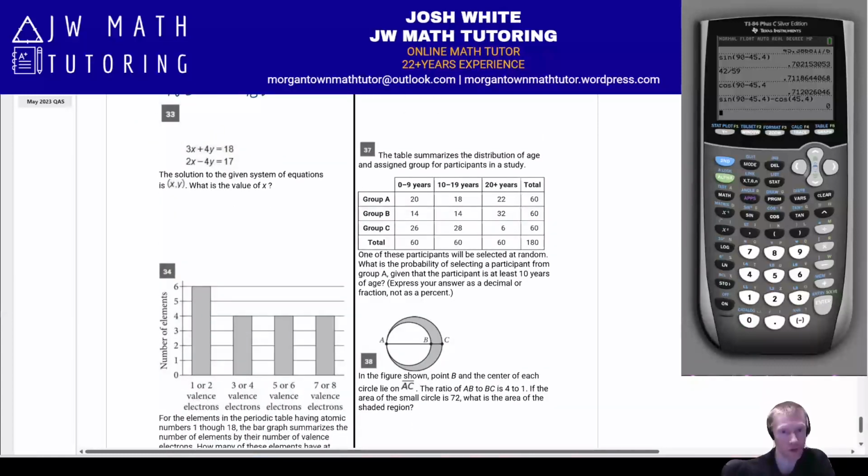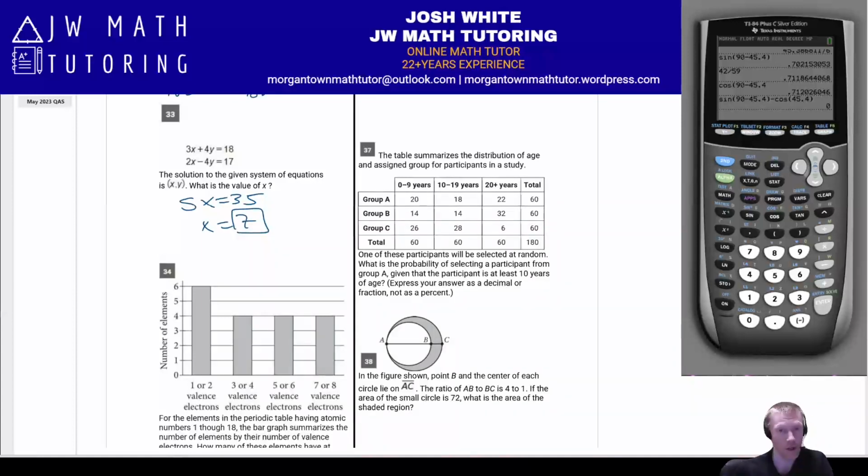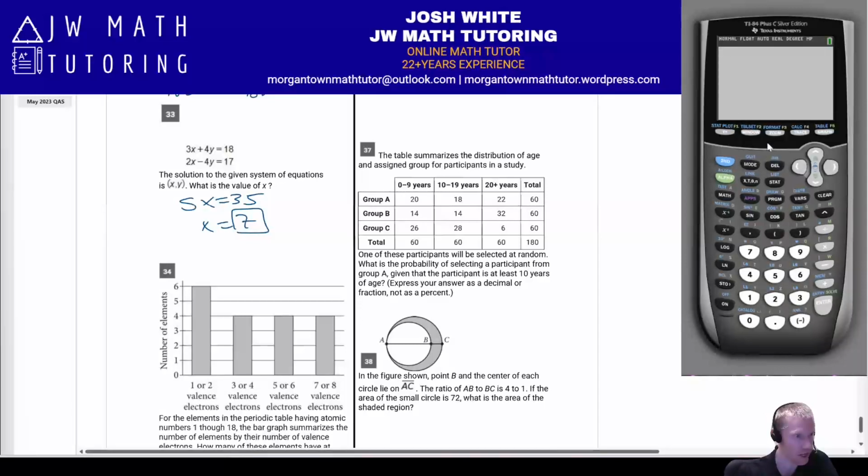All right, now below at 33, you have a system of linear equations. Of course, there are multiple ways that you could solve this one. Probably the quickest way is to do elimination, because if you add these as they're given, just adding down the columns, you get 5x equals 35 and then x equals 7. So you have your correct answer right there. Of course, you could also plug it in on the graphing calculator, so I'll just show how you do that quickly.